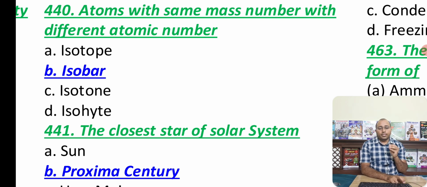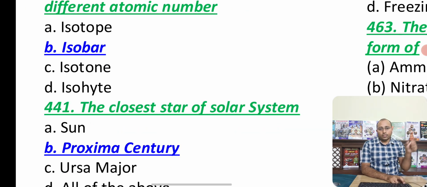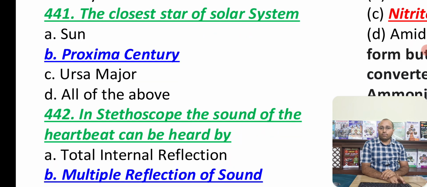Very important. Atomic number is different, but the mass number is the same. So those kinds of elements are known as isobars, and we have isotopes 1H1, 1H2, 1H3. 1H1 is protium, 1H2 is deuterium, 1H3 is tritium. They are isotopes. Isobars have different atomic numbers. I want you guys to comment what is an example of isobars.